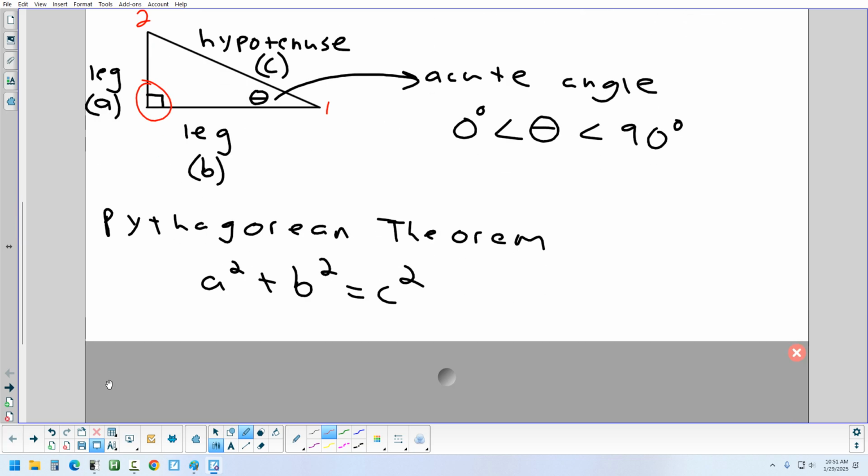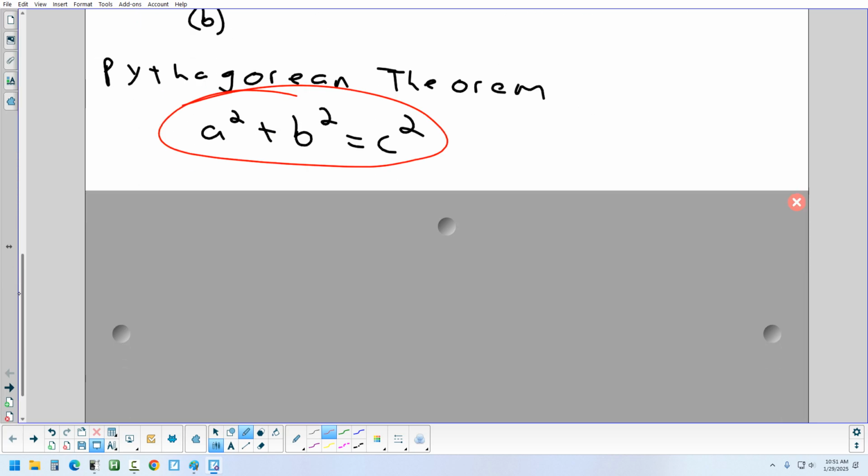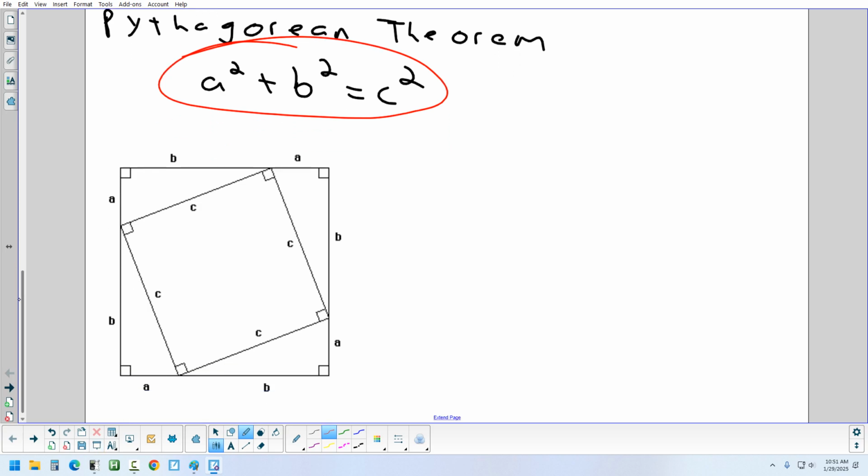All right, so that's our Pythagorean theorem. Why does a squared plus b squared equal c squared? Anybody know? That's kind of important to understand. There's lots of ways to understand it, probably 20 different ways you can do it. But we're going to look at that picture, and that picture is going to tell me why a squared plus b squared equals c squared.